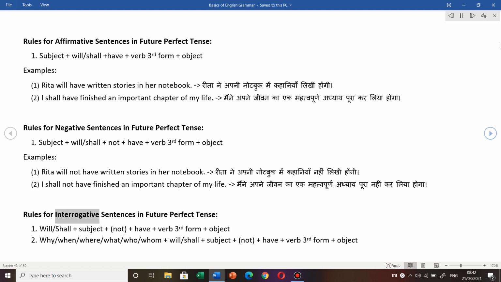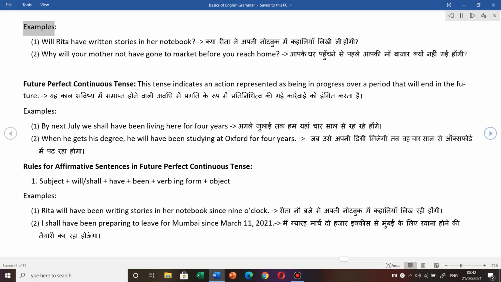Rules for interrogative sentences in future perfect tense. Will/shall plus subject plus not plus have plus verb third form plus object. Why, when, where, what, who, whom plus will/shall plus subject plus not plus have plus verb third form plus object. Examples. Will Rita have written stories in her notebook? Why will your mother not have gone to market before you reach home?